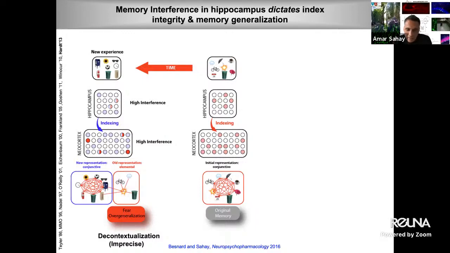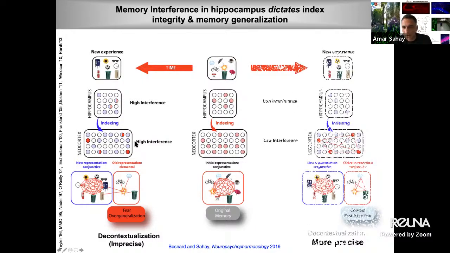So the corollary is that by reducing interference between new and old indexes in the hippocampus, or by preserving the index in the hippocampus, by maintaining its integrity, we may facilitate the retention of details in that conjunctive representation that is stored in the neocortex and that is associated with that index in the hippocampus.